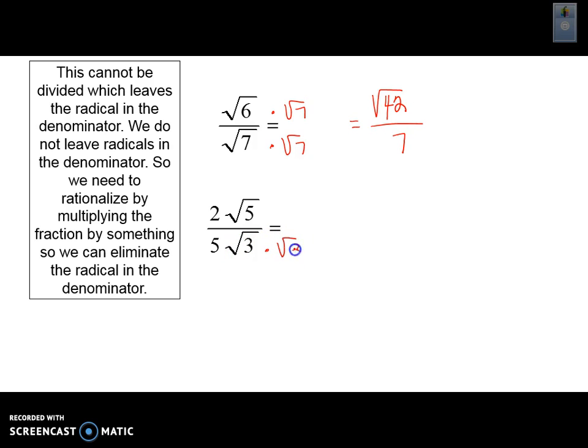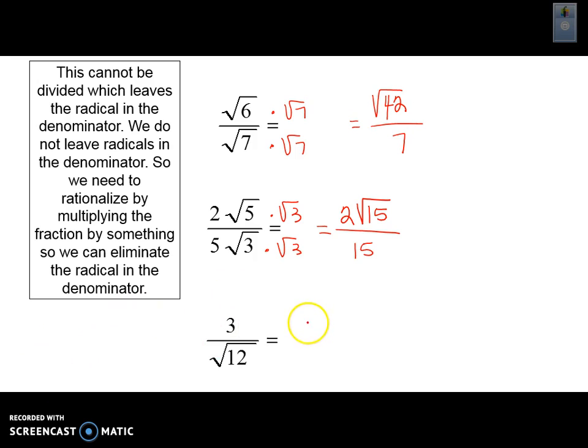So multiply by the square root of 3, multiply by the square root of 3, and we've got 2 square root of 15 over square root of 3 times square root of 3 is just 3, and then 5 times 3 is 15. We double check to make sure that this is still in simplest form, and we've got that 2 over 15, and it is, so then we know this is our final answer.